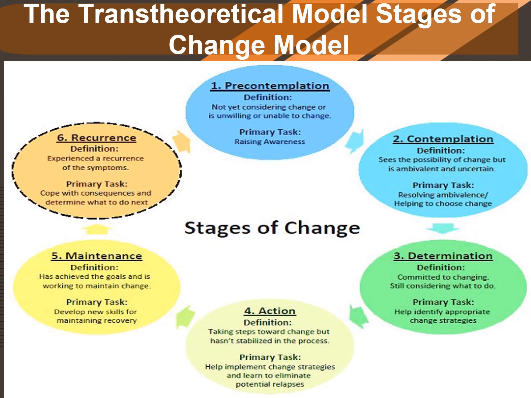Then the last one would be determination or recurrence. So they experience a recurrence of the symptoms. So how are we going to help them? In order to cope with the consequences and determine what to do next. So that's why we need to do something so that the people will not go back to their old behavior. So we need to identify strategies to help them achieve and continue doing the good behavior. So that is for the stages of change model, or the Transtheoretical model.